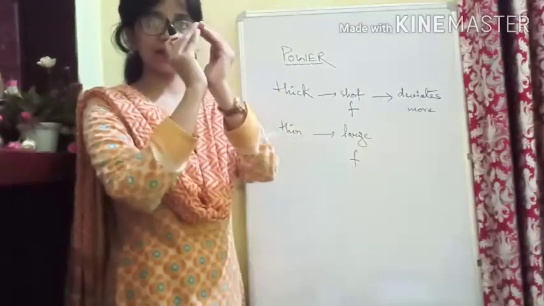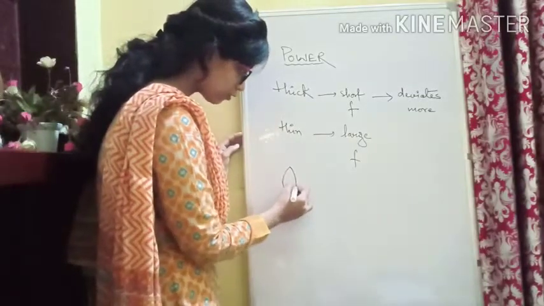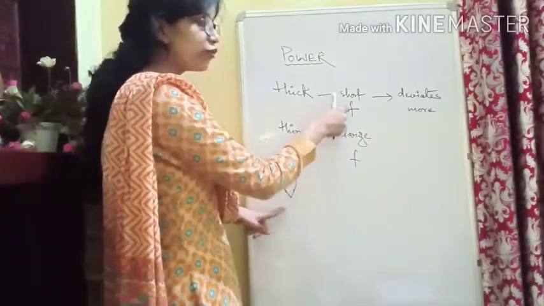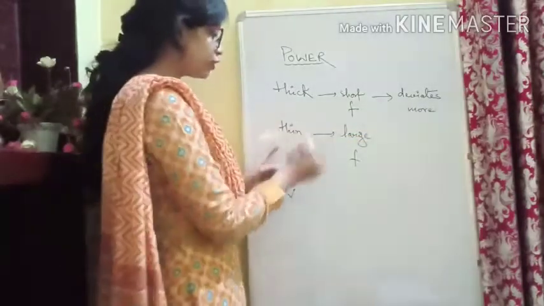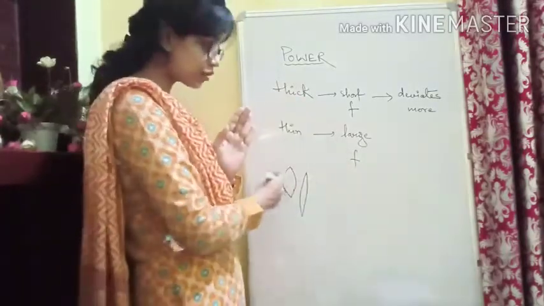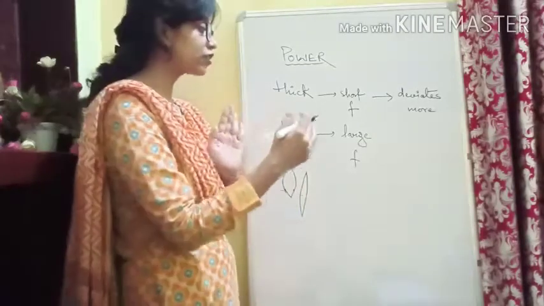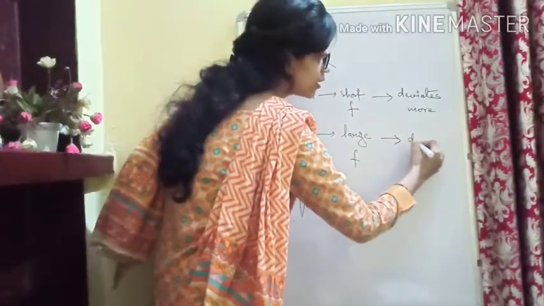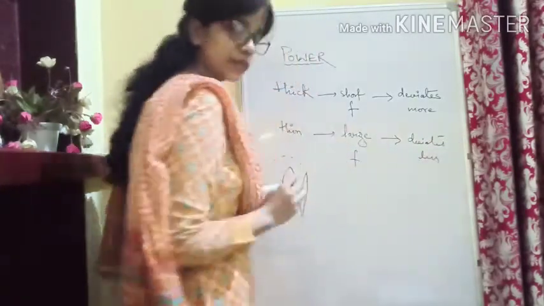If I draw it for you all, a thick lens means this sort of lens. If you are taking a thick lens, it will have a short focal length. If it has a short focal length, it will deviate the light more. And if you are taking a thin lens, like sort of this, then it will have a large focal length, as this will be of more radii. If it is of large focal length, then it will deviate the light less. It is simple.